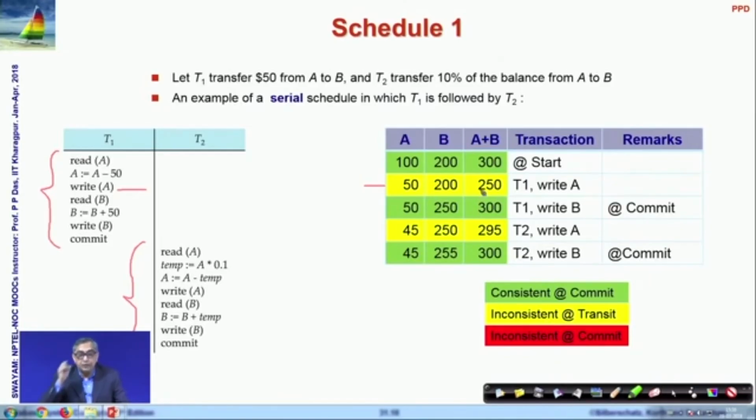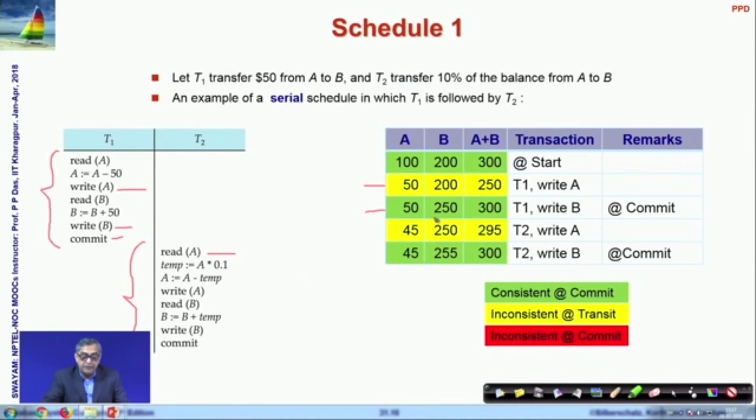You can see that at 250 this state of the database is temporarily inconsistent, because the sum has become different from 300. Then it reads B, reads 200, adds 50 to get 250, and writes B. After writing B, when the commit happens, T1 has actually completed and $50 has been transferred to account B, and the sum is again back to 300. So, consistency is preserved. Then transaction T2 starts.